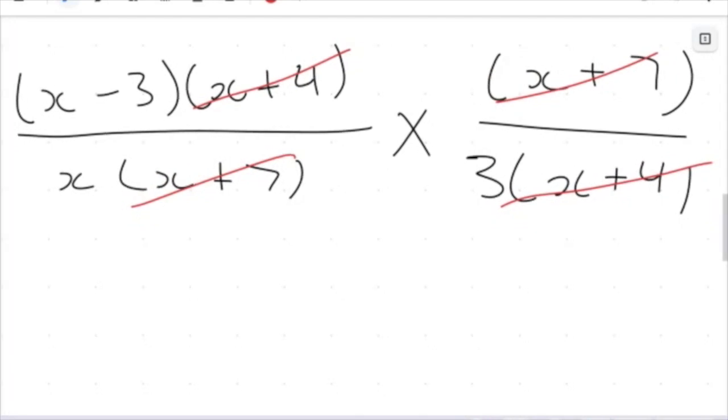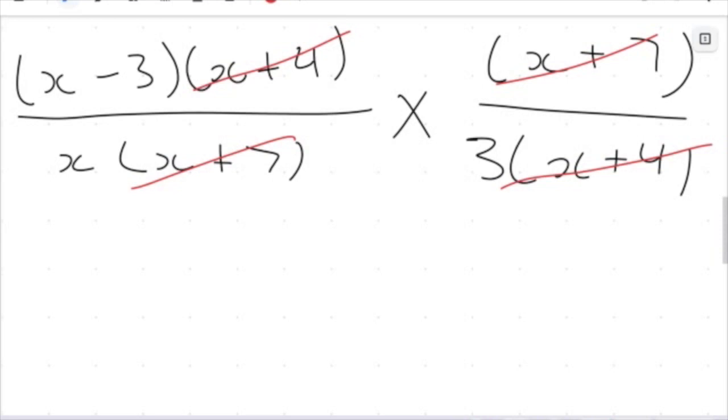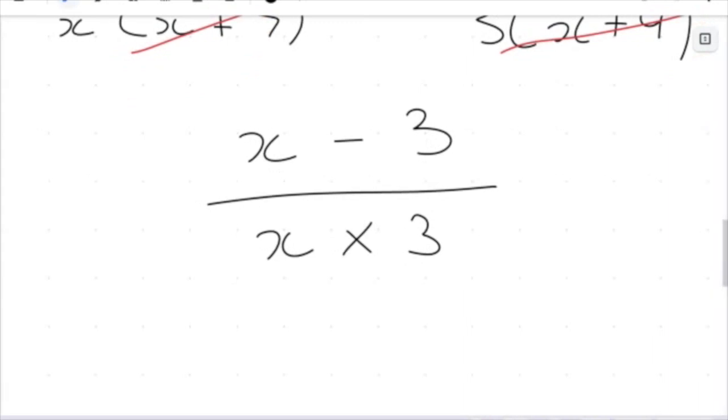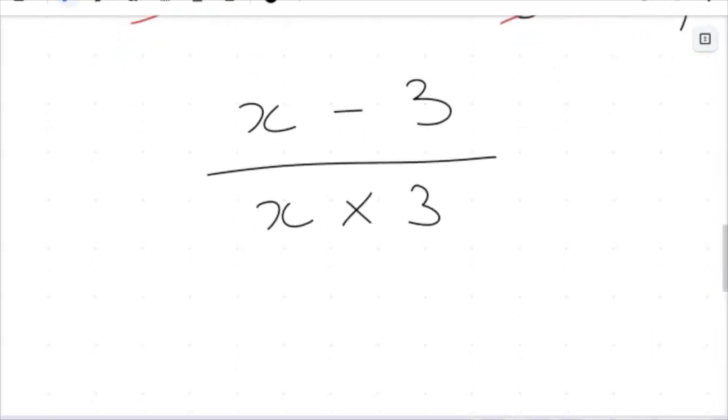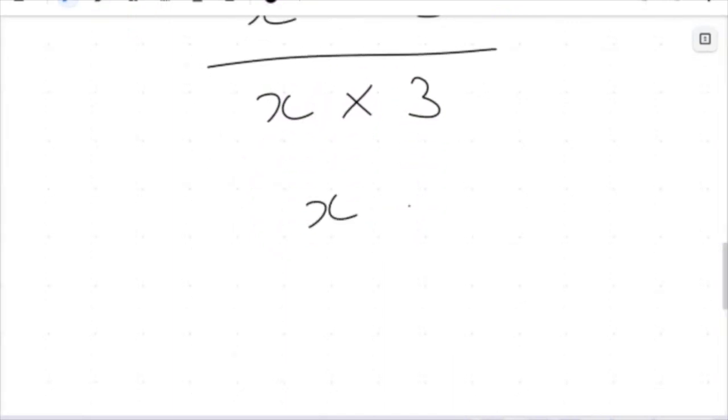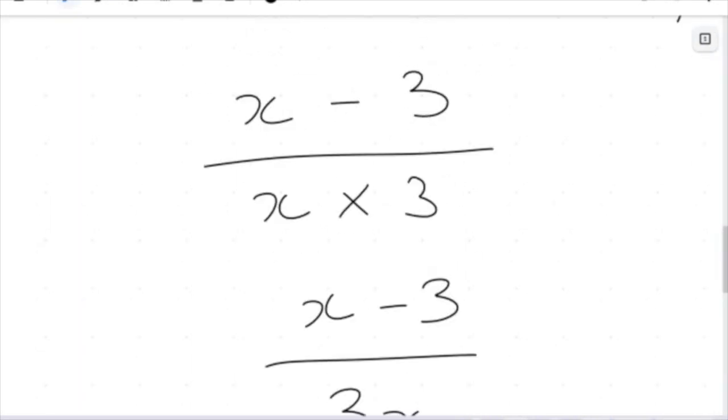Now that I have this, I can rewrite this, and you can see just by simplifying, this is going to look a lot neater now. So I have this, and on the bottom I have x times 3. Now all that's left to do is just multiply x by 3. So I get left with x minus 3 on top of 3x.